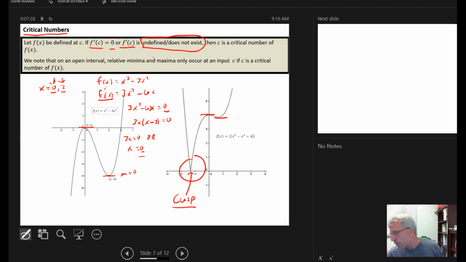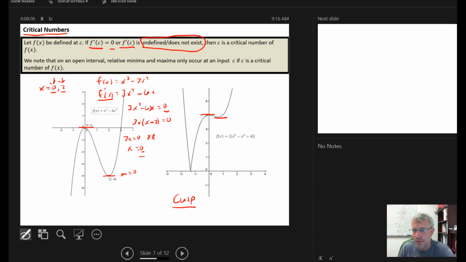In subsequent videos, we're going to be looking for extreme values on closed intervals using the extreme value theorem. And so we're going to need to find places where relative minima and relative maxima occur. These are going to be the two tools that we use to find the locations of relative minima and relative maxima. They're going to occur at the critical numbers, and the critical numbers are going to happen when the derivative equals 0 or the derivative is undefined or doesn't exist.